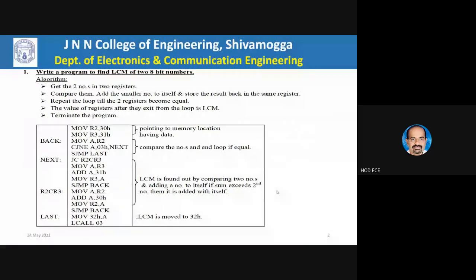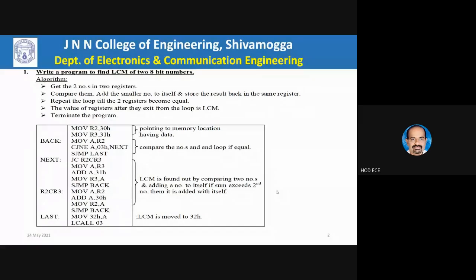Move A, R2, compare A with R3, that is compare A with 31H. If it is equal, when they become equal, just straight away accumulator is the LCM. If it is not equal, then check whether R2 is compared with R3. JC, R2 is less than R3. Then what you will do? Move A, R2, add A with 30H. You are adding to the original number. Move A to R2, repeat the process. SJMP back.